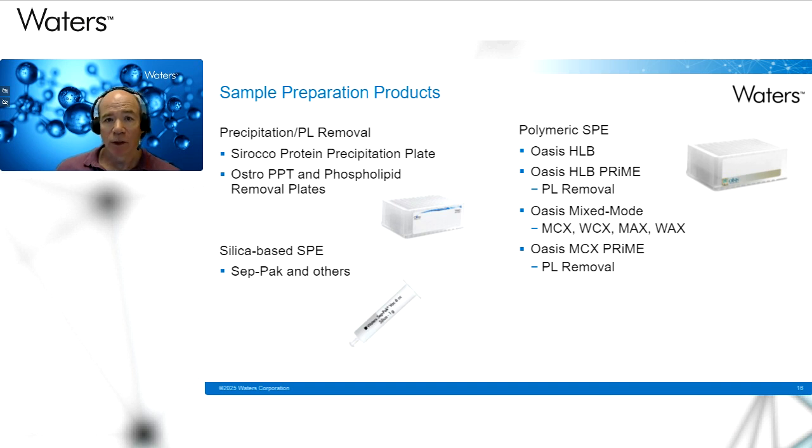Those include things like Oasis HLB and Oasis HLB Prime, which is reverse phase that adds phospholipid removal, as well as our Oasis mixed mode sorbents, strong and weak cation exchangers, as well as the strong and weak anion exchangers.